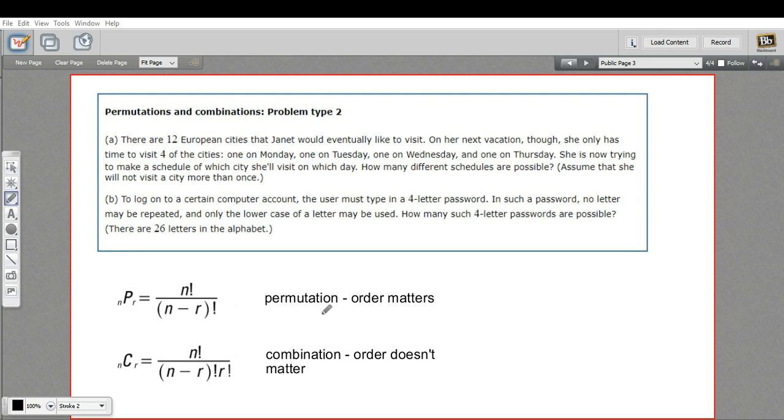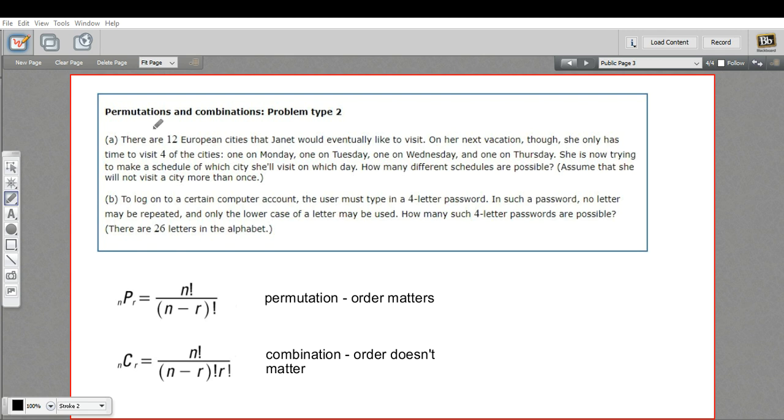In permutation, order matters. So in situations where the order makes a choice different, that's where you use permutation. If you have a situation where the order doesn't matter, whether they were mixed up in any order, then you can use combination. Let's read this first part and see if we can decide whether this is a permutation or a combination.